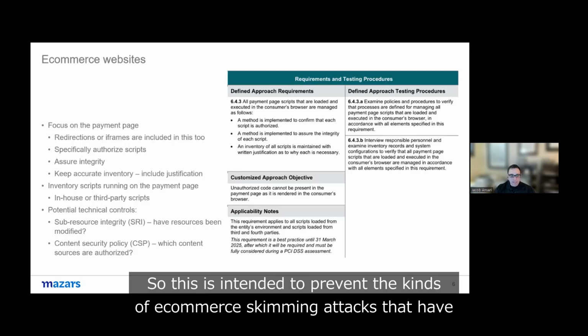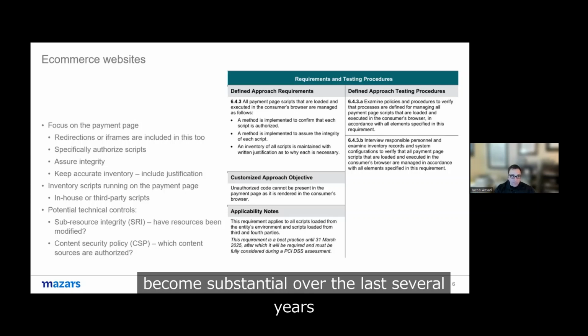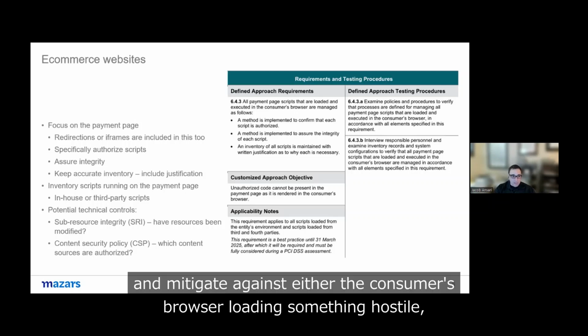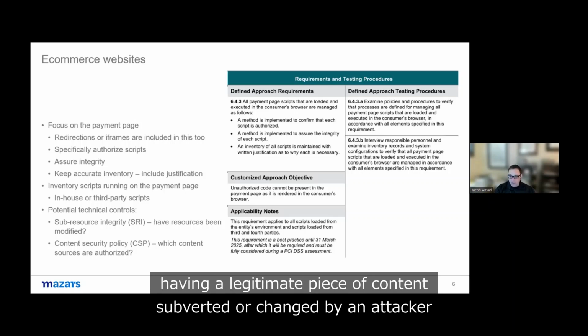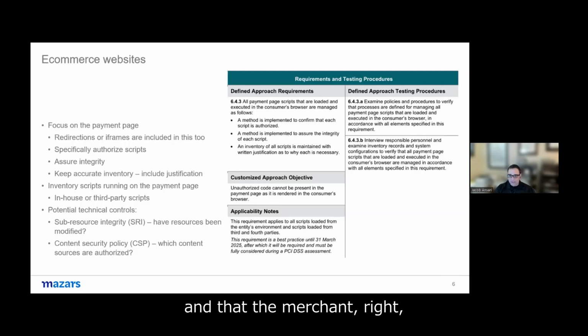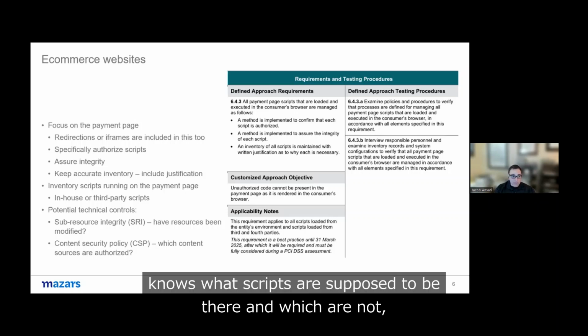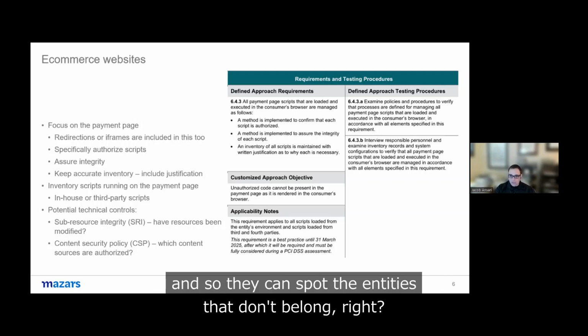So this is intended to prevent the kinds of e-commerce skimming attacks that have become substantial over the last several years, and mitigate against either the consumer's browser loading something hostile, having a legitimate piece of content subverted or changed by an attacker, and that the merchant, right, the entity providing this to the consumer, knows what scripts are supposed to be there and which are not, and so they can spot the entities that don't belong, right?